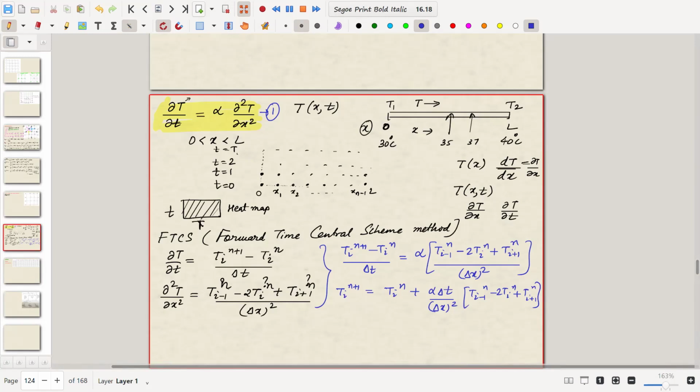Everything on the right hand side is known. Everything is on the previous time step, and T_i^(n+1) is at the new time step. That's how we arrived at this condition. Fine. You have an analytical solution actually, but we don't want to spend time on that. This is something very nice, a quantity which you normally see, like this one over here.